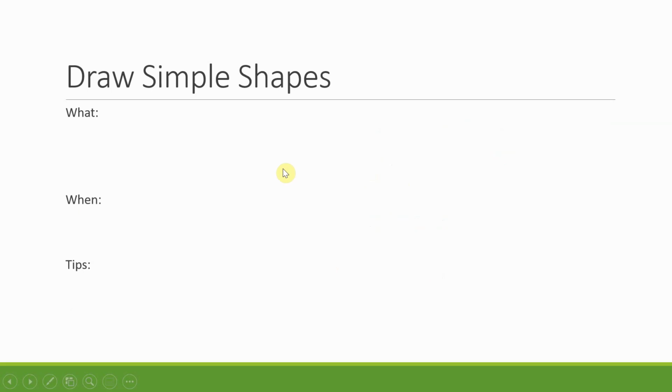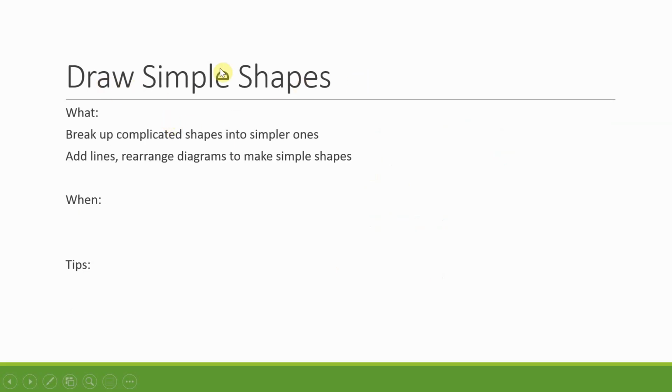All right, finally, the last strategy is just going to be drawing some simple shapes. It's what it sounds like. We're just going to break up complicated shapes into some simpler ones. We're going to add lines, rearrange diagrams, and just make simple shapes. When do I do this? If you haven't figured that out, it's when I have a complicated shape or diagram.